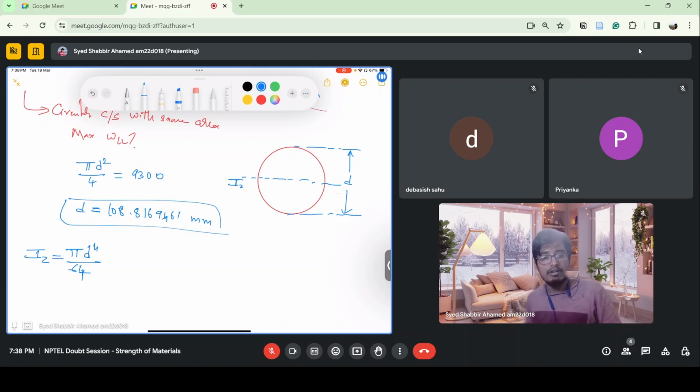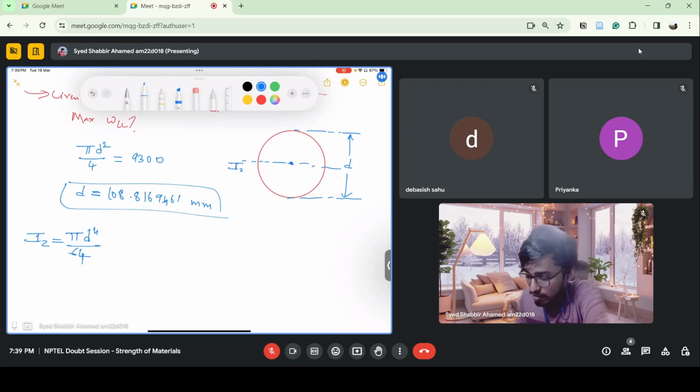Okay. Last in torsion we have seen that we take the polar moment of inertia, which is the axis which goes into the plane of this paper. That is pi d power 4 by 32. This is pi d power 4 by 64. So basically you can use the perpendicular axis theorem about this, and you can get the polar moment of inertia. I think you know that.